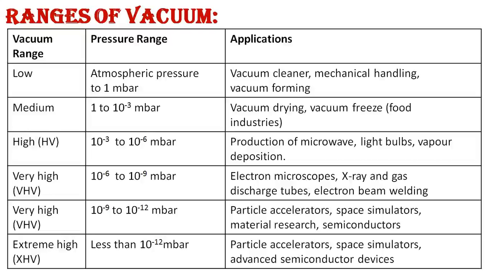The third one is the high vacuum range. Its pressure range is 10 raised to minus 3 to 10 raised to minus 6 millibar. Applications include production of microwave tubes, light bulbs, and paper demolition. The next one is the very high vacuum range, 10 raised to minus 6 to 10 raised to minus 9 millibar. That is the pressure range.